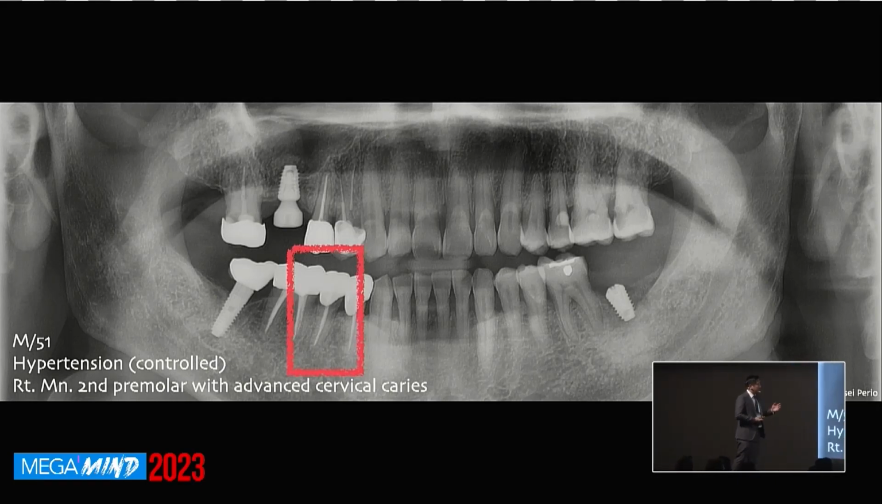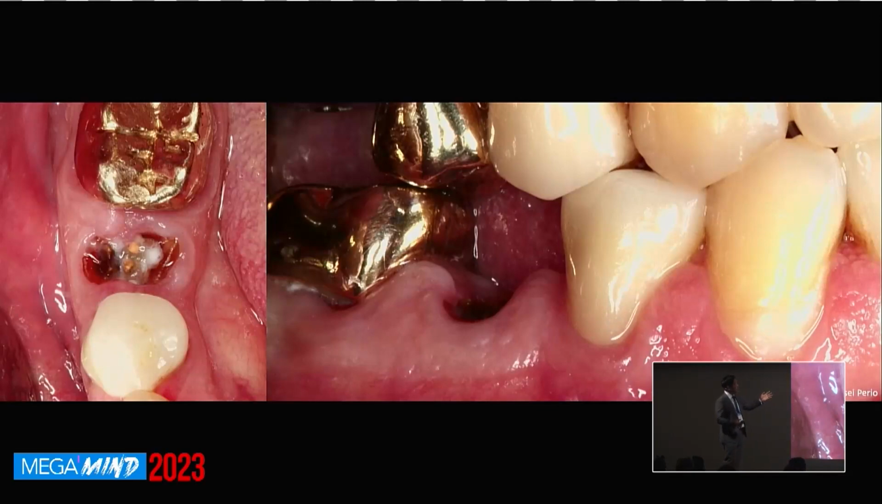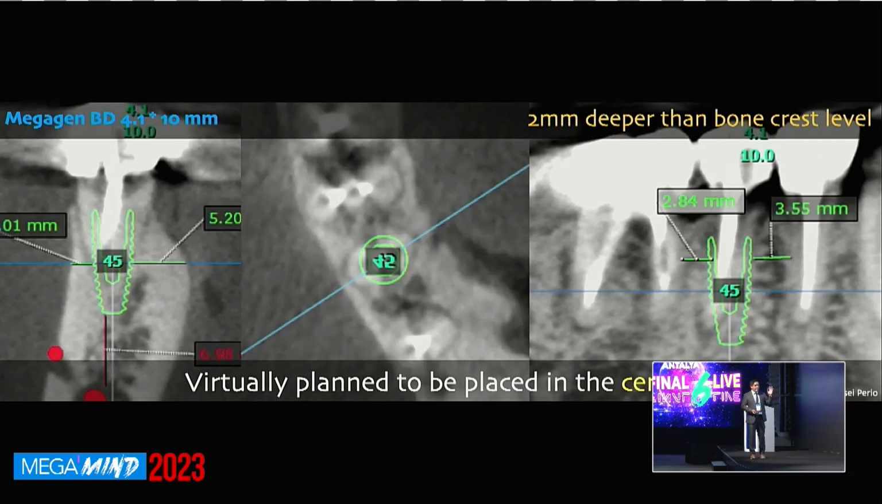Next patient, very similar case. This patient wanted to extract this right mandibular second premolar, which had very severe dental caries in the cervical area. As you can see in the clinical photo, the crown part had already fractured because of the caries. And this time as well, the CBCT told me to place the implant 2 millimeters deeper compared to the bone crest level.